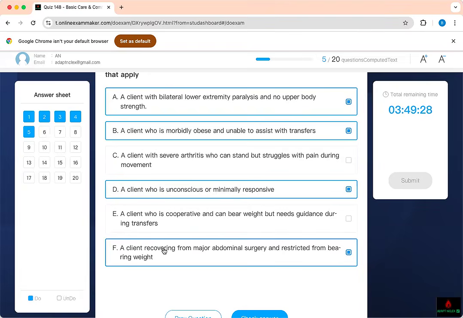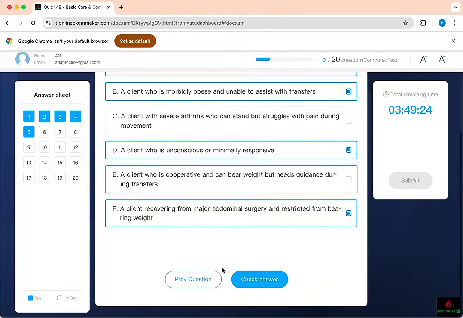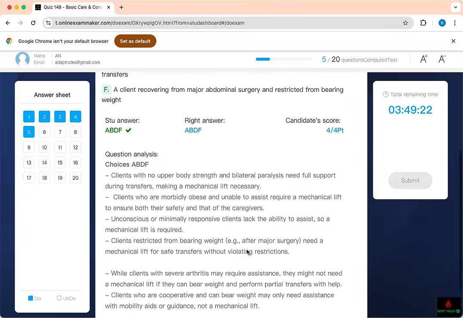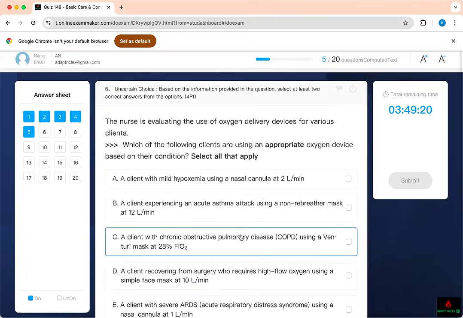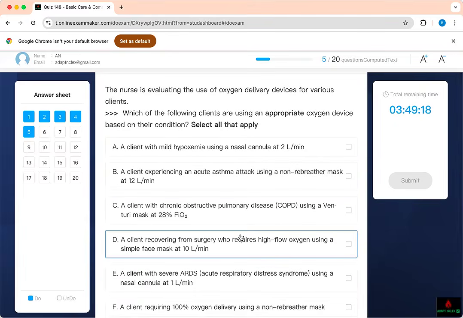You can bear weight, you cannot bear weight, and you cannot follow command. Those are the two you use to find out which one are your right answers. Number six, and this is evaluating the use of oxygen delivery device for various clients. Which of the following clients are using an appropriate oxygen device based on their condition? You have to know oxygen devices and which condition you can use them for. Each of them has appropriate use.